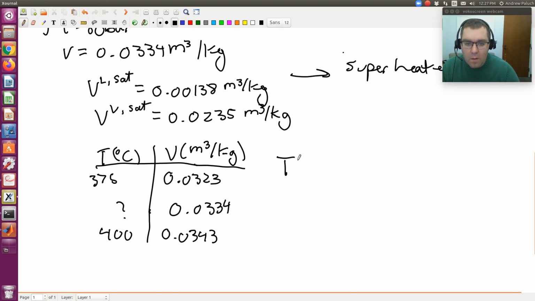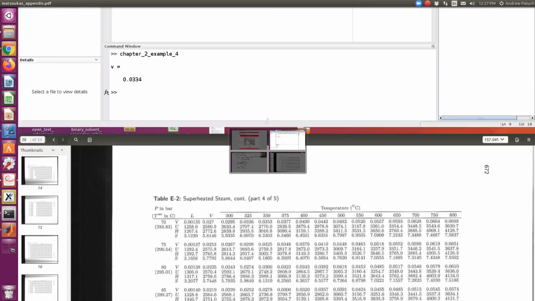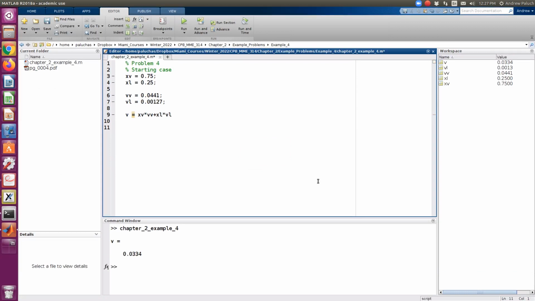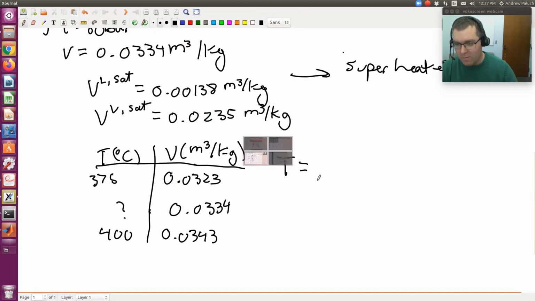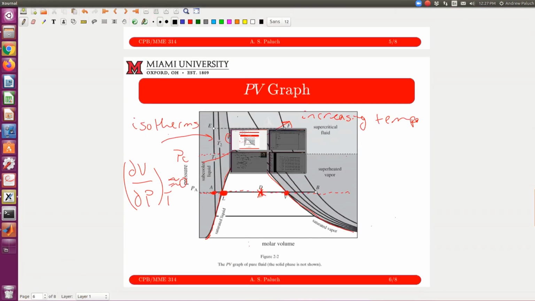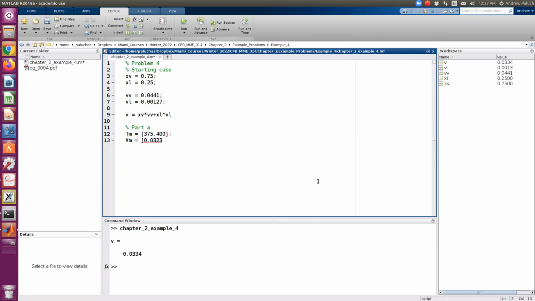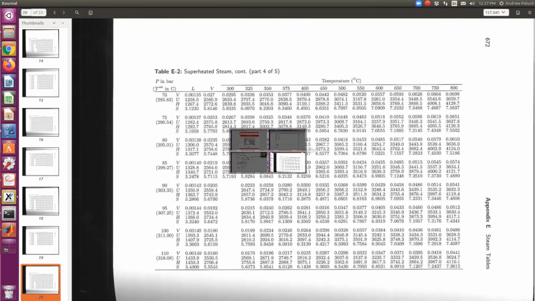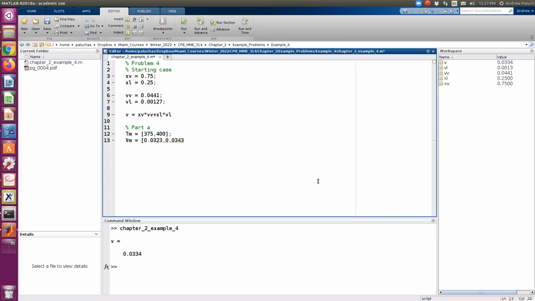Okay, so we'll perform linear interpolation. I'll use MATLAB again. So part A, I'm going to create a vector of my temperatures. Here we just have 375 and 400. I'm going to get my vector of my volumes, which is 0.0323 and 0.0343.